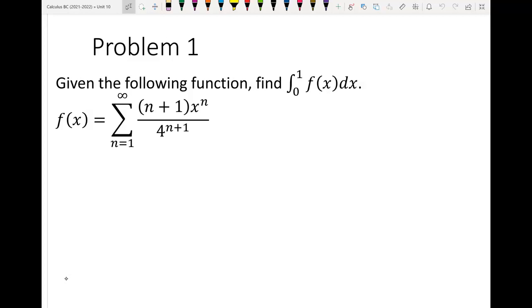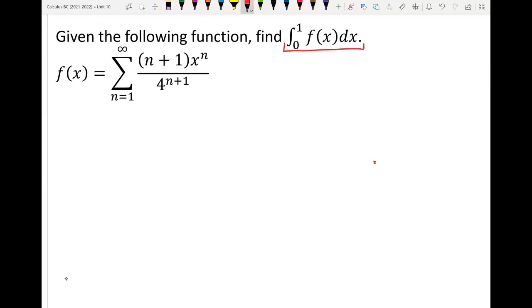All right, so we are given the following function. So we have this function here defined as a power series, and we want to find the definite integral from 0 to 1 of f of x. Well, that's kind of interesting. That's something we have not yet done, is integrating power series, but it can be done. So if I want to find the definite integral from 0 to 1 of f of x dx, well, that's going to be the integral from 0 to 1 of this sum.